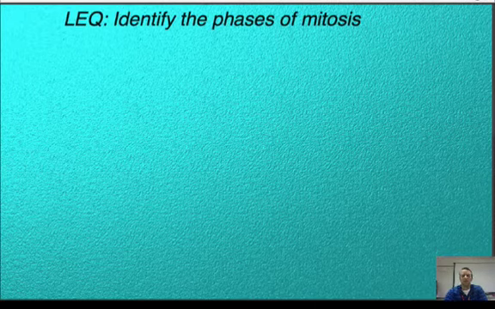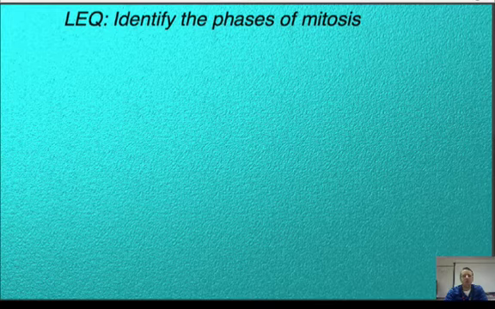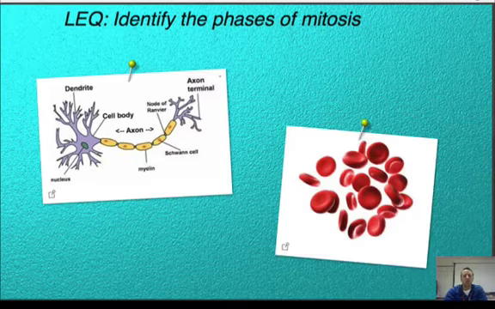Today's LEQ is identify the phases of mitosis. So we're going to be talking about mitosis and the different phases that make up mitosis. But really, we see mitosis when we talk about our nerve cells or even blood cells. So those are two types of examples in our body where mitosis occurs. But getting to what mitosis is.